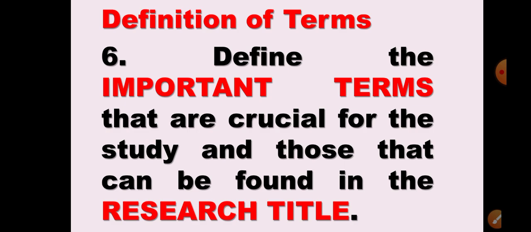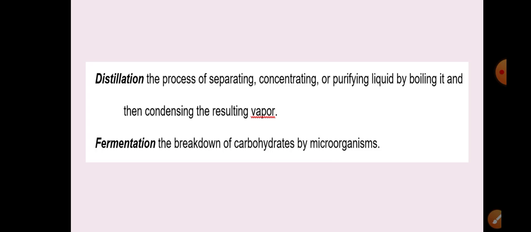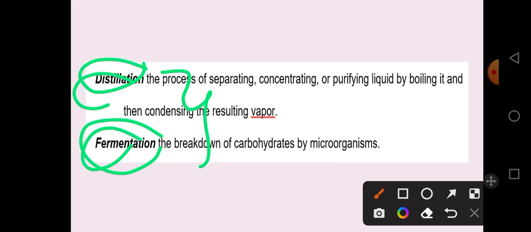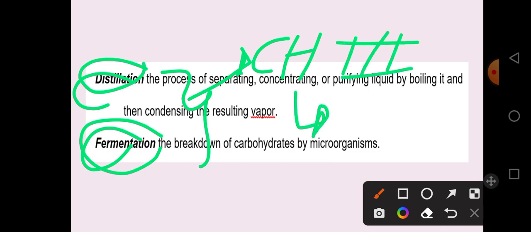Okay, next. So we have here an example, distillation. We have a distillation and we also have fermentation. So what can you notice about these two terms? So class, distillation and fermentation are actually part of our chapter 3. And what is our chapter 3? It is our methodology.